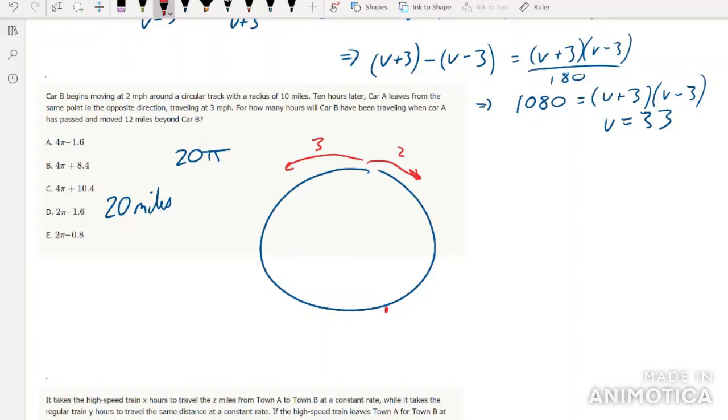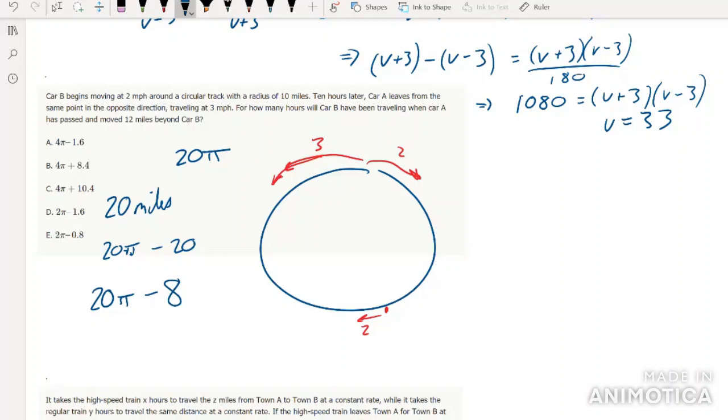traveling towards each other at a speed of 5, because this guy's going this way at 2 and this guy's still going this way at 3. So they're traveling towards each other at a speed of 5. How far away from each other are they? Well, they've still got 20 pi miles minus 20 to travel. And then we want to talk about when car A has passed and moved 12 miles beyond car B. So in other words, they've got another 20 pi minus 8 miles to go.